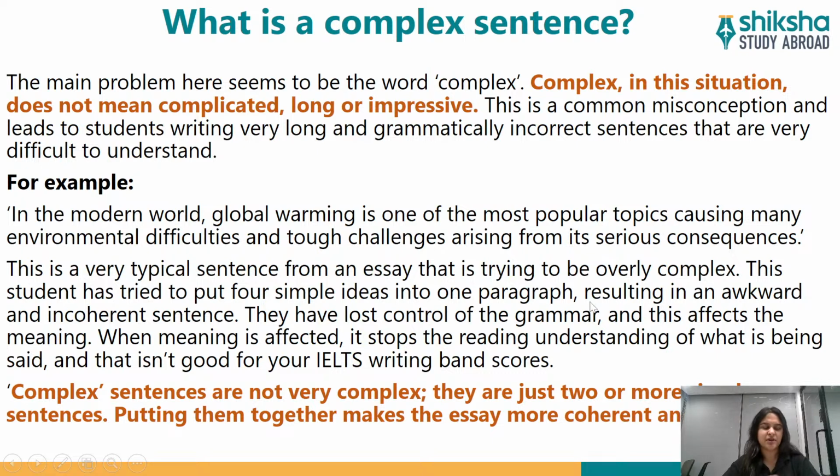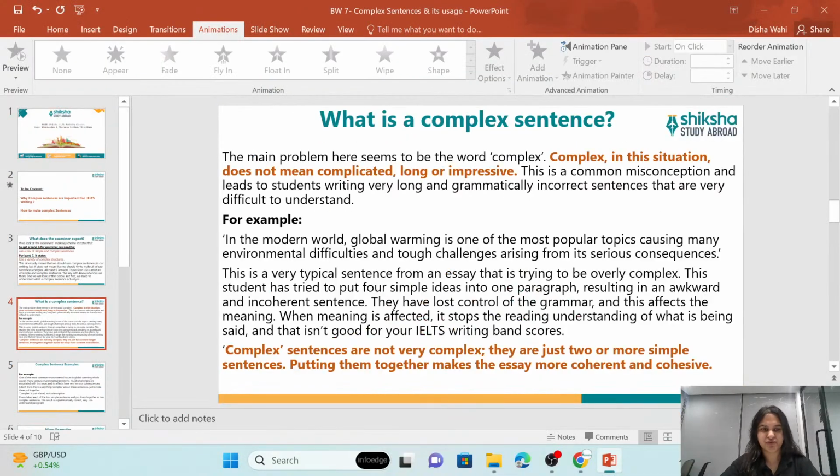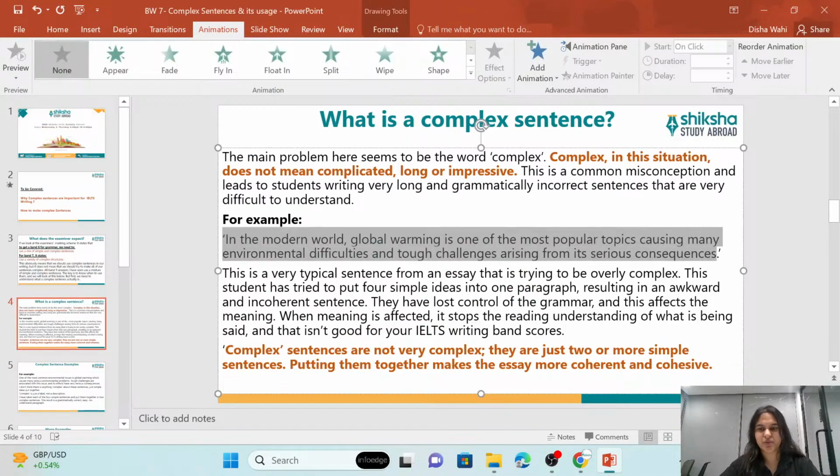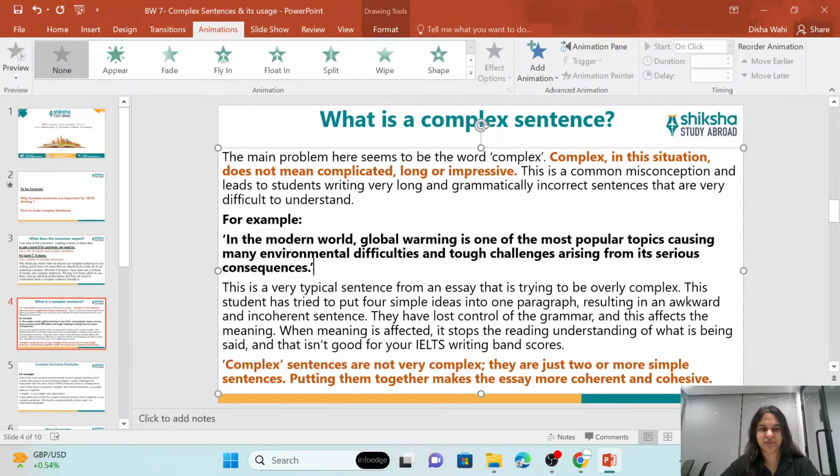This is one of the complex sentences which the candidate has written. Now let's read the description behind it. This is from an essay that is trying to be overly complex. So the sentence which I just read, I'd also highlight for all of you so that you understand which sentence I am talking about. So this is the sentence which I just read, right? And now let's read about it.